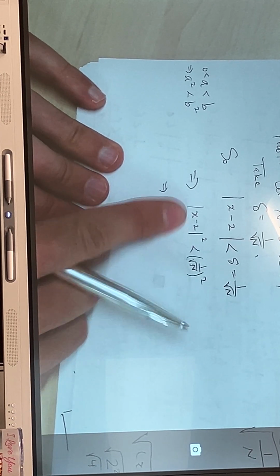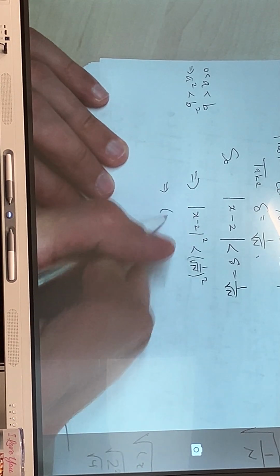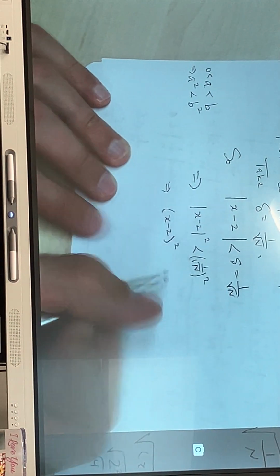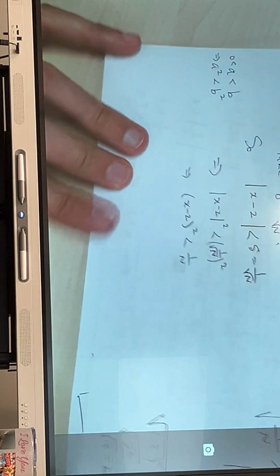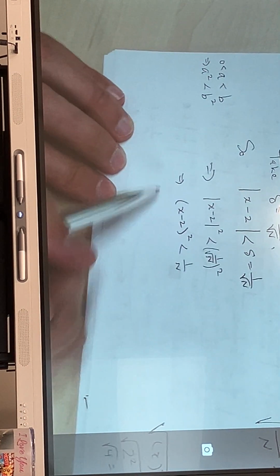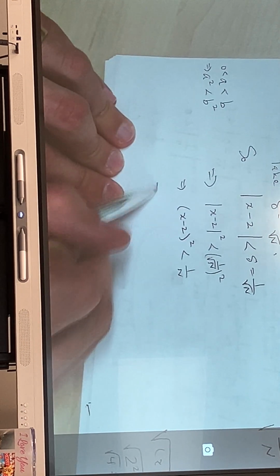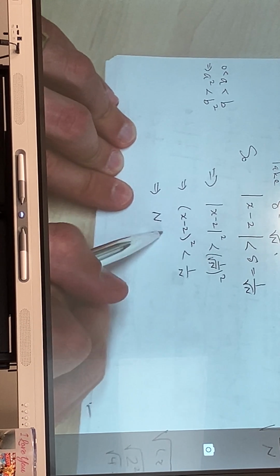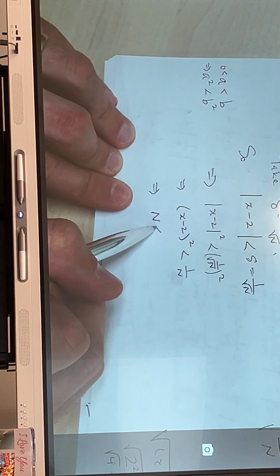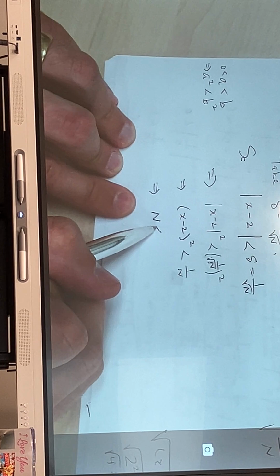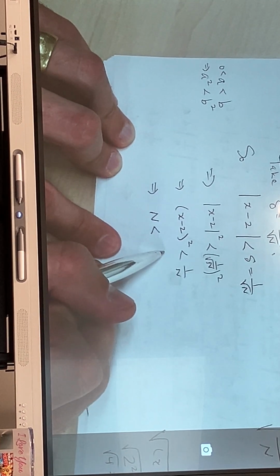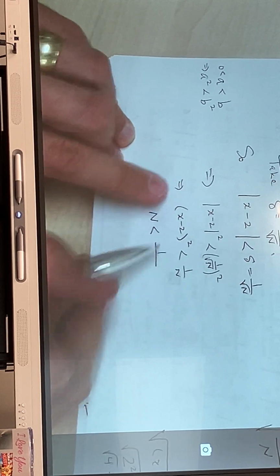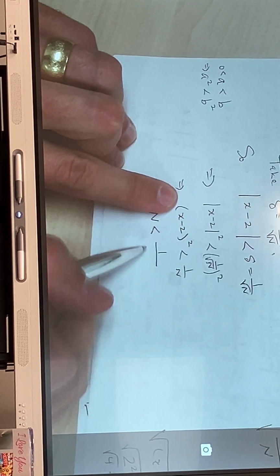Which now that we're squaring the absolute value, we don't need absolute values anymore. We can change to parentheses. This is less than, we can square this one, it becomes 1 over n. Which we can do the shuffling, we can multiply the n over here. And then, if we divide, yeah, that's what we wanted. Dividing by x minus 2 squared.